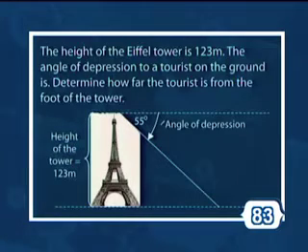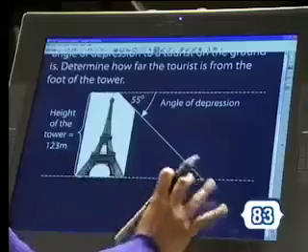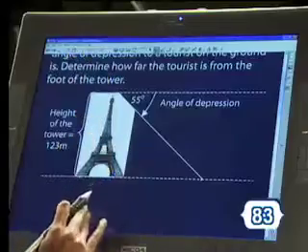page 83. The height of the Eiffel Tower is 123 meters, and the angle of depression to a tourist standing on the ground is 55 degrees. Determine how far the tourist is from the foot of the tower. Now guys, the one thing that you need to realize is that whenever they give you buildings and that kind of thing in a question, those are always perpendicular to the ground. So therefore, the Eiffel Tower will be at 90 degrees to the ground. Okay, so all your buildings are drawn at right angles.